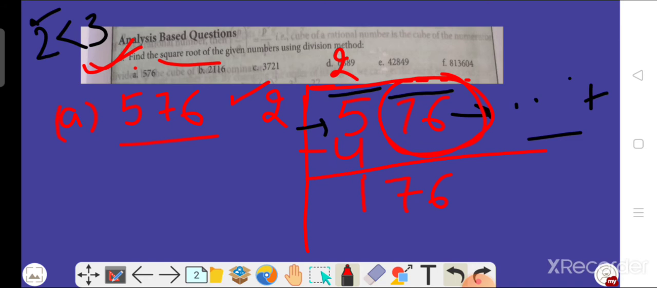To find the next divisor, what we have to do? We have to multiply the quotient by 2. So the quotient is 2 and we multiply this quotient by 2. This will become equal to 4. So we have to put here 4.